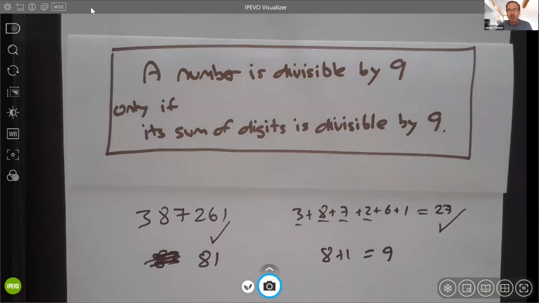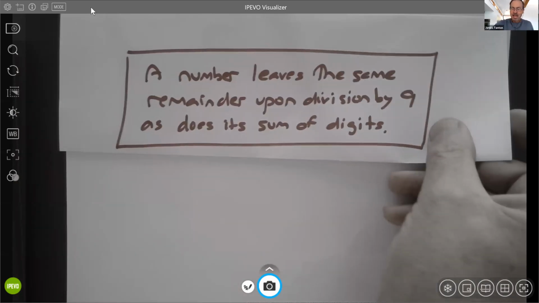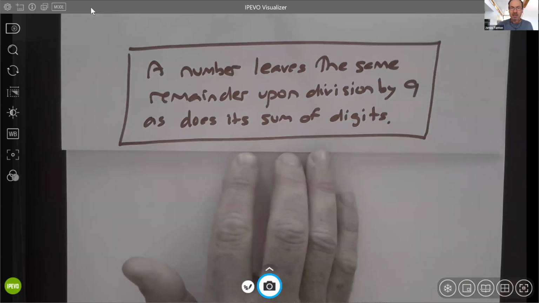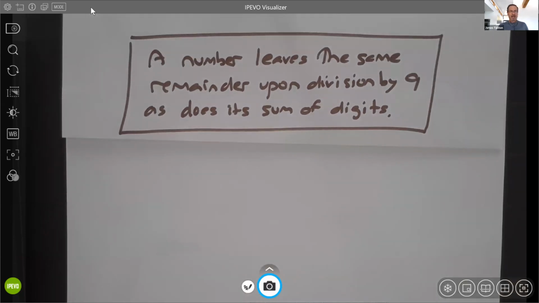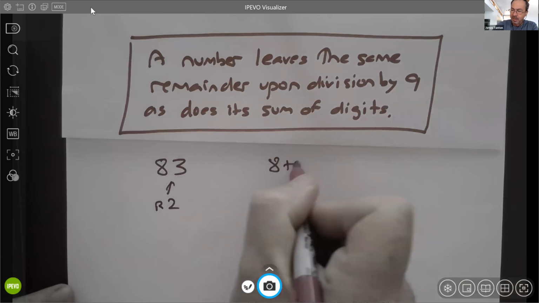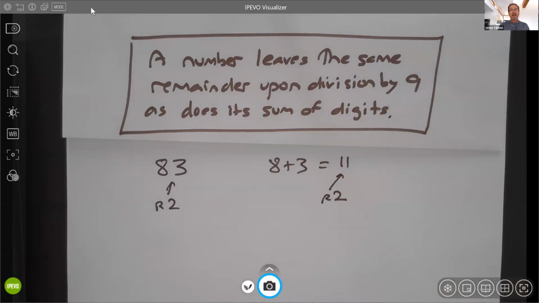But actually, there's a much better and stronger rule than this one, which not as many people seem to know. It says this: a number leaves the same remainder upon division by 9 as does its sum of digits. That one's a little bit hard to understand, so let me show what I mean. Let's take 83, which I mistakenly wrote before. That is 2 more than 81, a multiple of 9, so it leaves a remainder of 2. And the sum of its digits is 11, which is also 2 more than a multiple of 9. It would leave a remainder of 2 if you divide by 9.